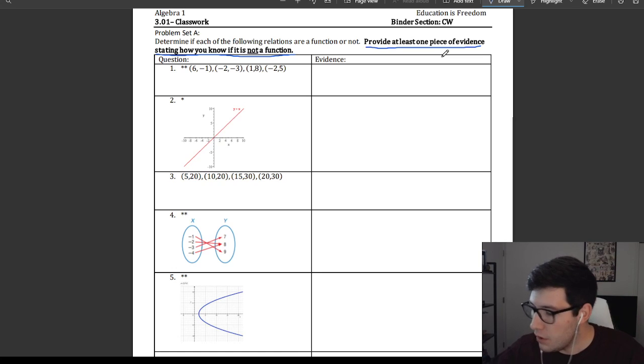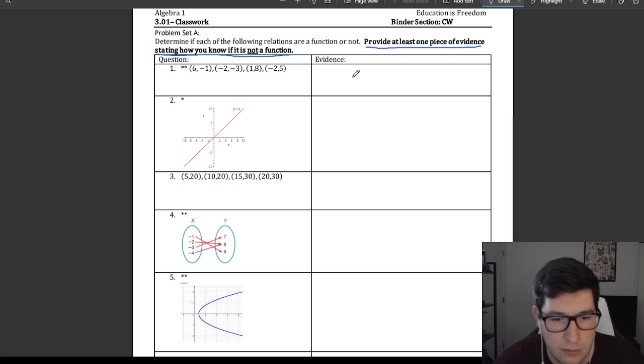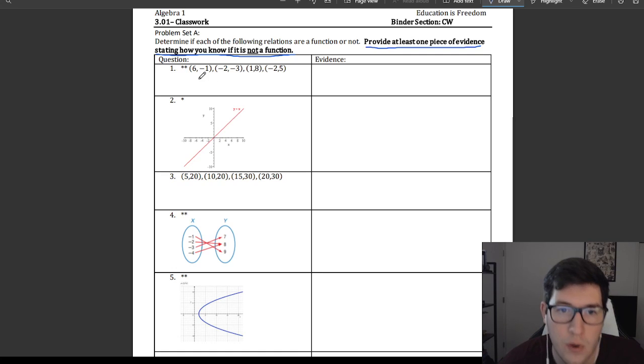All right. So hopefully you were able to get through those. Hopefully we're starting to be able to see what makes a function and what doesn't. But I'm going to pick some key ones here that we're going to go through. First one is going to be number 1. So number 1, again, I'm given a list of points. I have (6, -1), (-2, -3), (1, 8), and (-2, 5). I'm going to do the same thing that we did in our notes, where we looked at our inputs. I'm going to see that all of these are unique numbers. None of them are repeated, which I take back, because if you notice, we have two -2s, right? So these, in fact, are not unique.